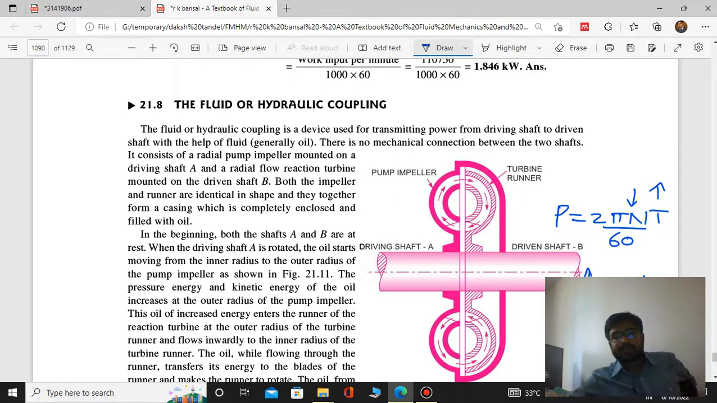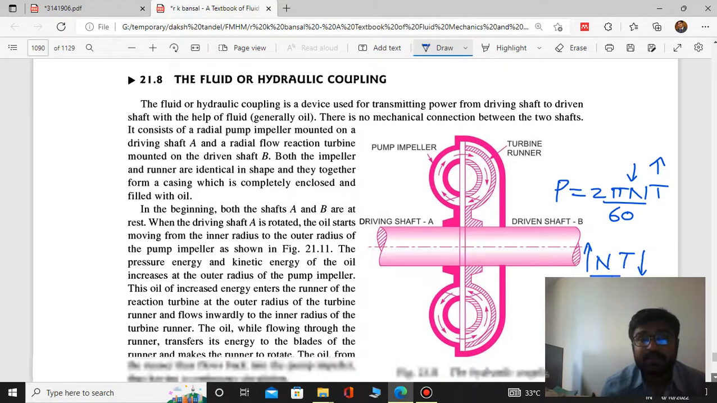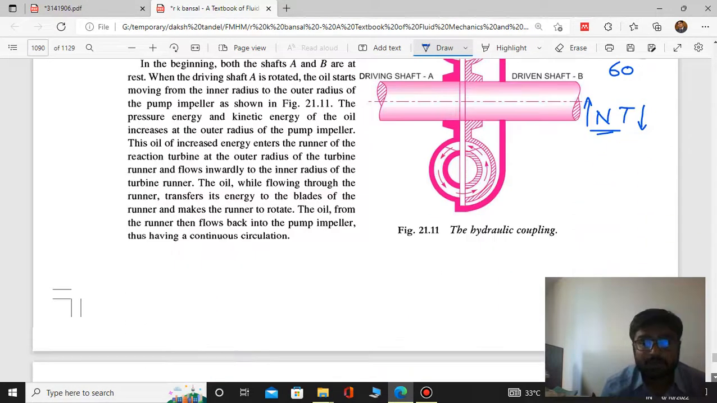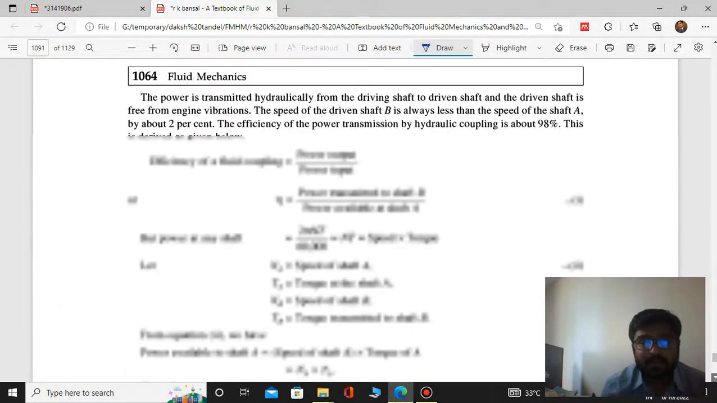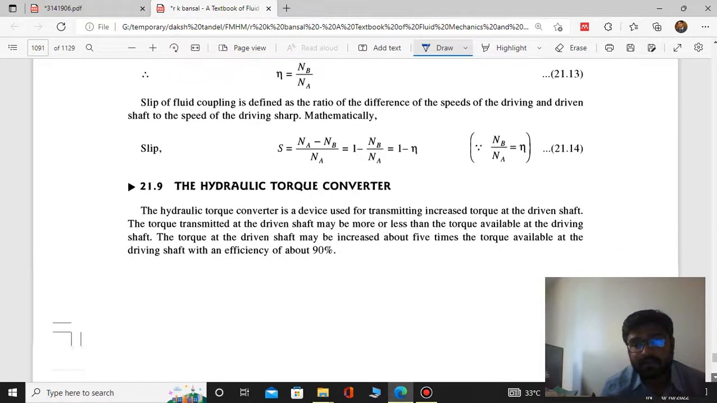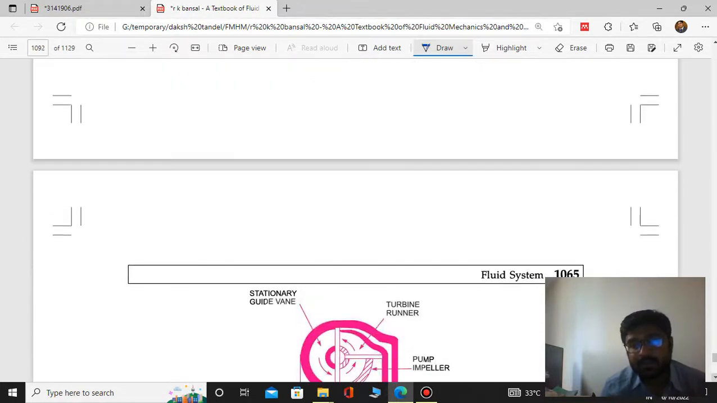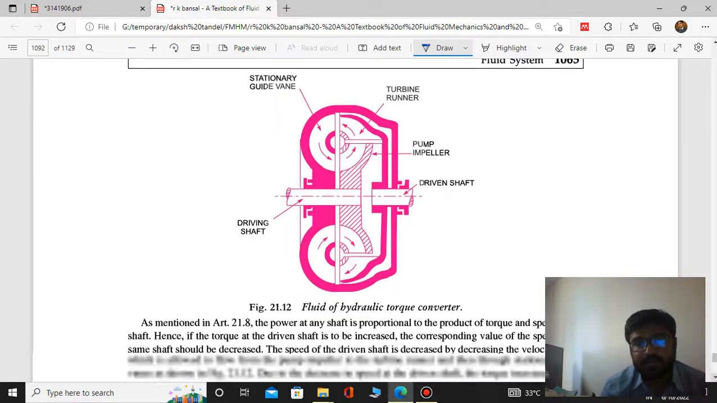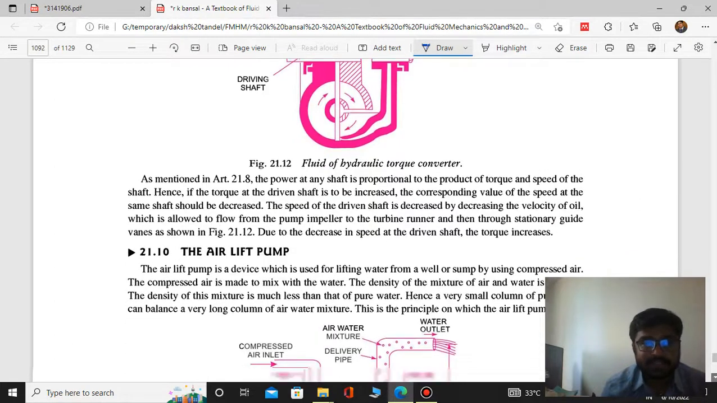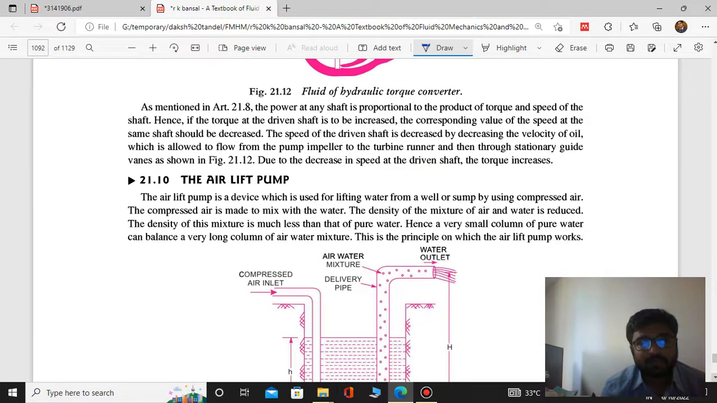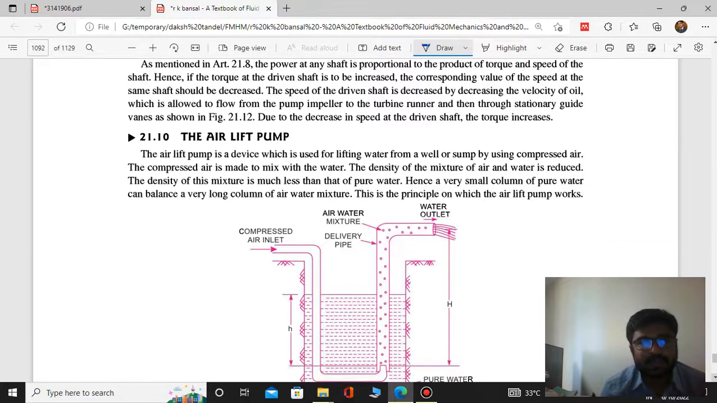So this type of facility is available in torque converter, we can change rpm and we can change torque. So torque converter is also similar to fluid coupling, but in torque converter we can increase torque, we can decrease torque, we can increase speed, we can decrease speed. So now our last machine is airlift pump.